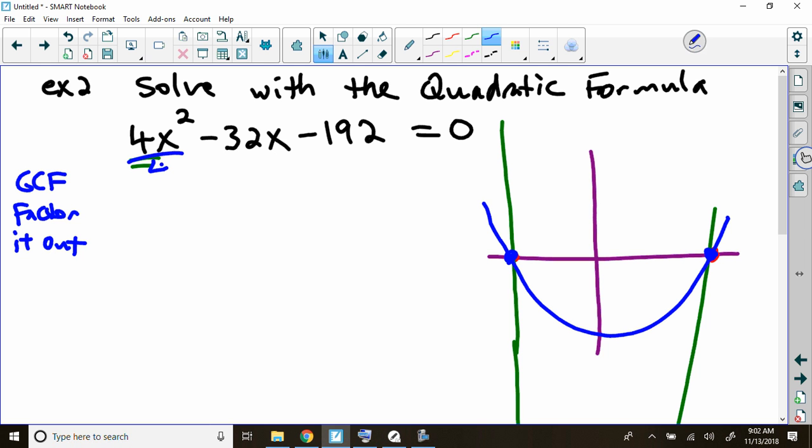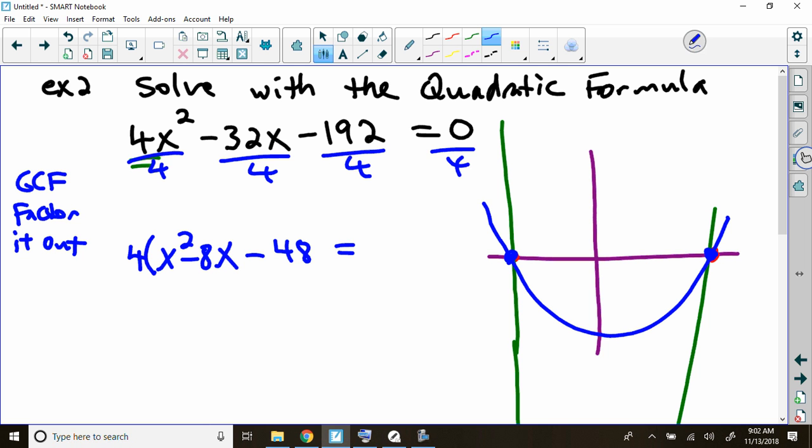So we're going to divide each term by 4. So we get 4 times the quantity x squared minus 8x minus 192 divided by 4, which is 48, and that equals 0.